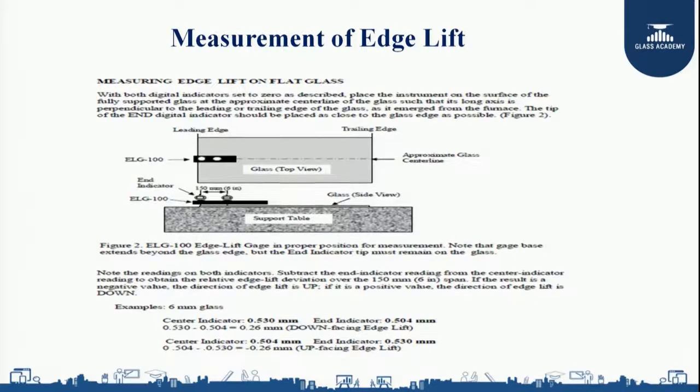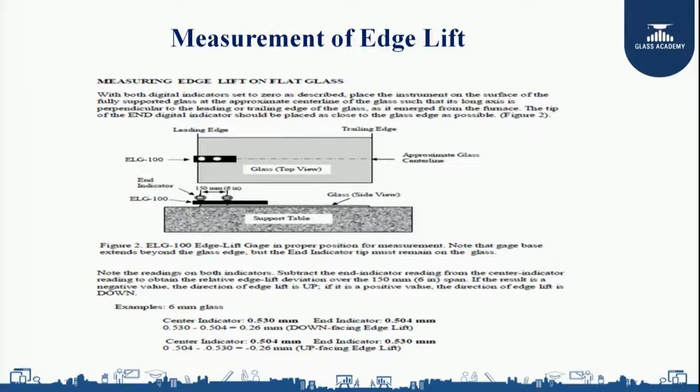For example, I am measuring on a 6 mm glass. The center indicator came to be 0.530 mm and the end indicator came to be 0.504 mm. So my actual edge lift is the center indicator minus the end indicator, which is 0.530 minus 0.504, which is positive 0.026, which indicates the downside.